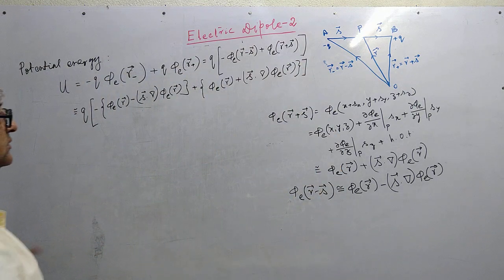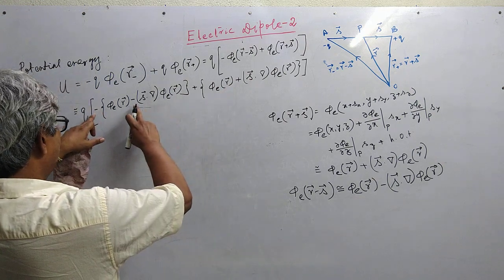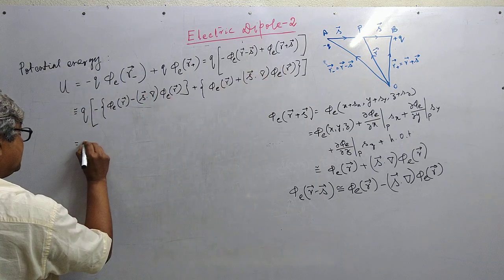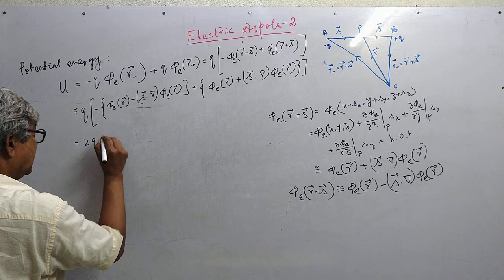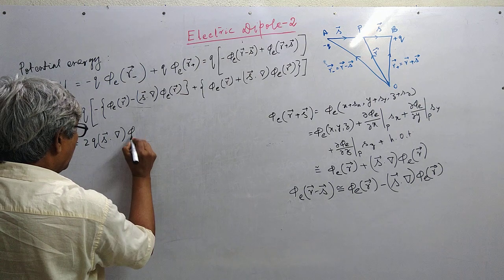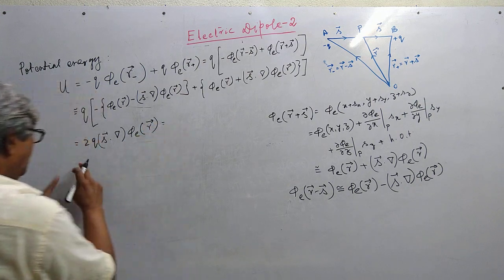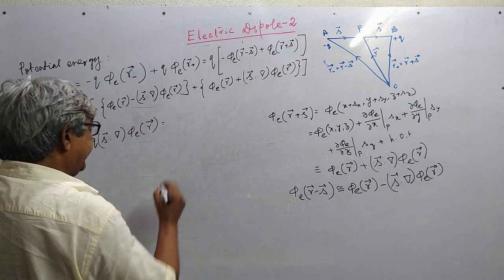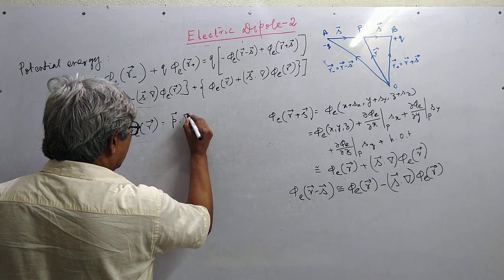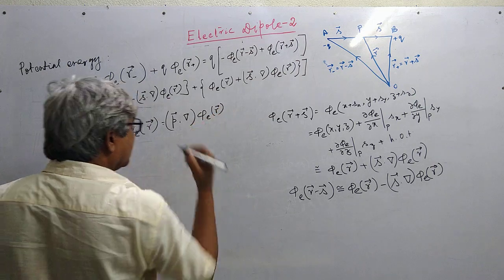Now you see that this term gets cancelled and this negative makes it positive, so these two terms add up. So this is twice Q S dot nabla operating on φ_E at R. Remember that twice QS is P, in that sense it is P dot nabla operating on φ_E at R.